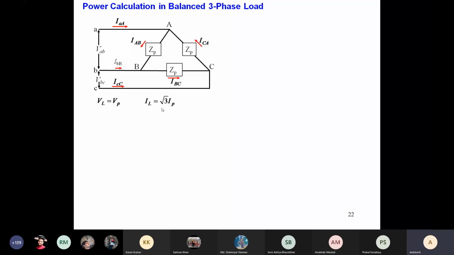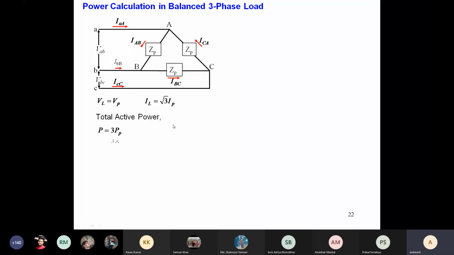So the total active power consumed by this delta connected load is how much? It is equal to 3 times the per phase power. The total active power drawn by this load is 3 times the per phase power, where PP stands for per phase power. Here, total active power means the total active power of the 3-phase load.